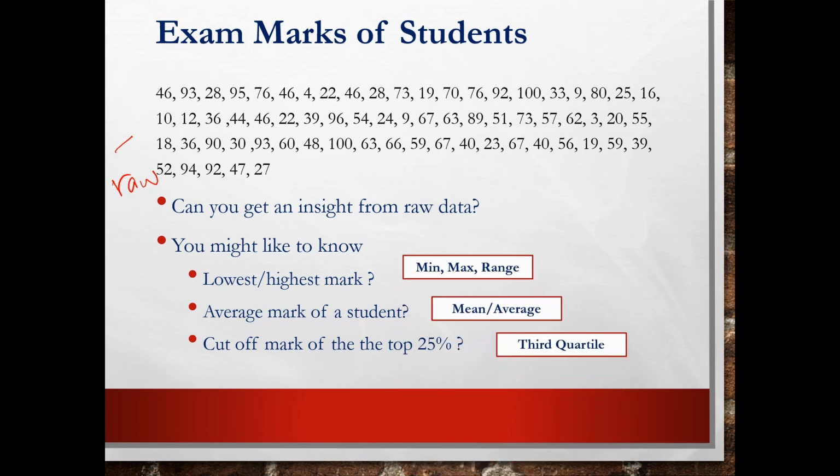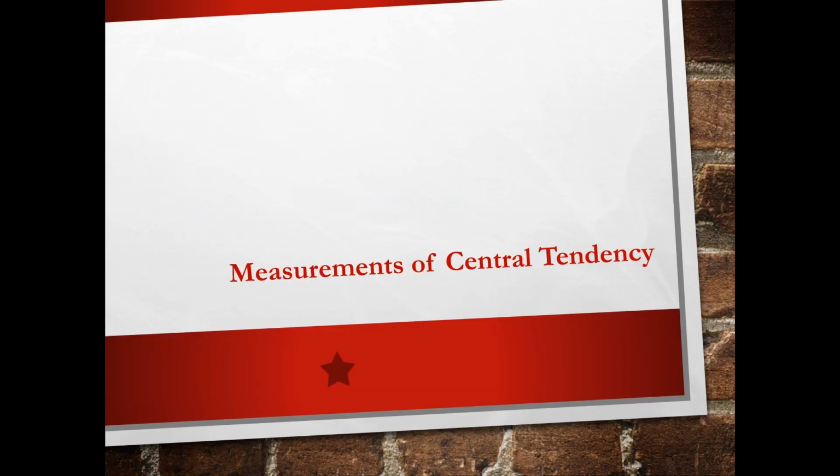So in statistics, we have respective summary statistics or numerical statistics that would give you results for making these decisions. When you want to know the highest and the lowest, you will look for the minimum and the maximum or the range of the data. When you want to know the average, you are looking for the average or the mean of a data set. And when you want to know the top 25% of values, you are looking for the third quartile. So we will be learning these things in detail in the coming slides.